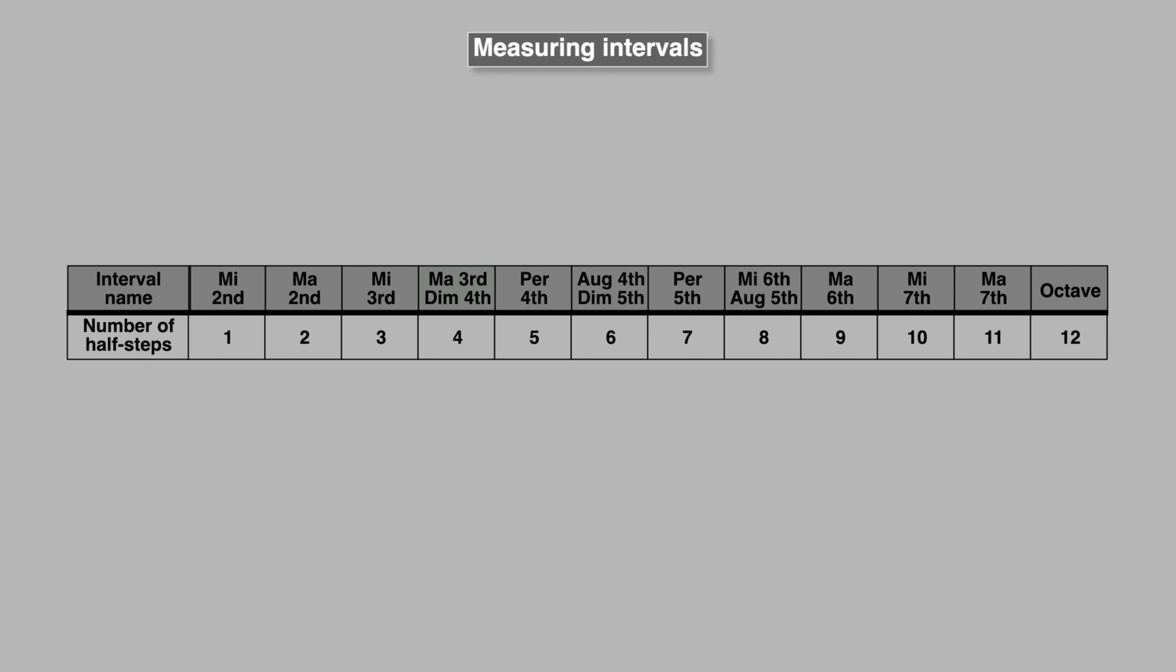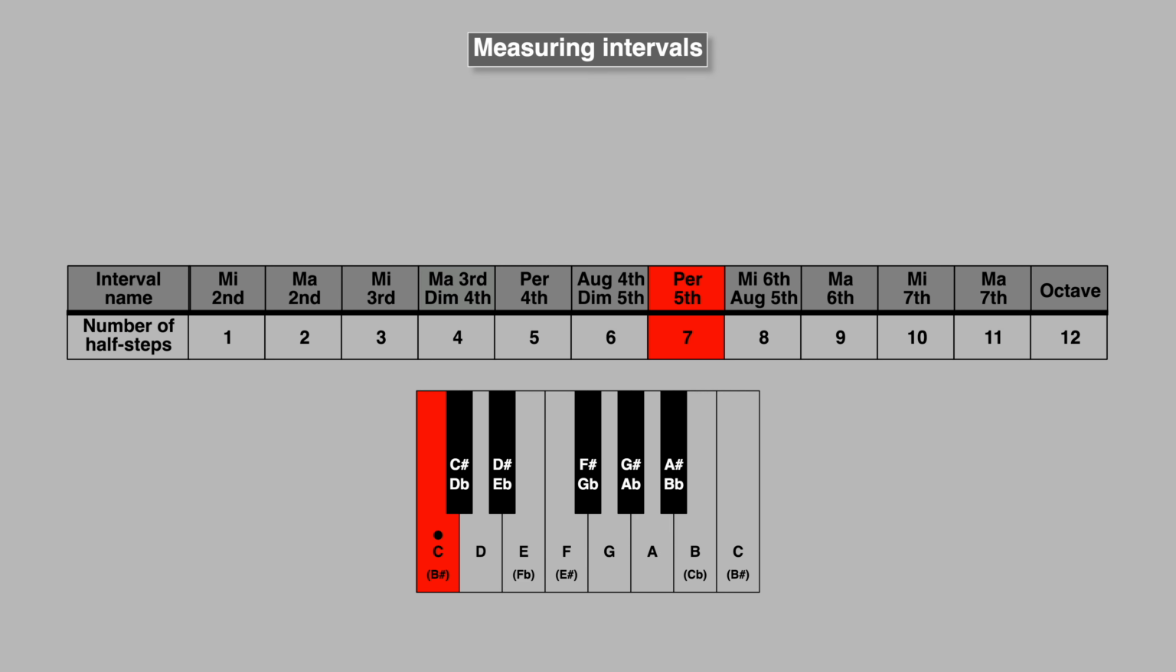So far, we have encountered the half step and whole step intervals. Each interval has a particular number of half steps. To recap, a half step is the distance between a key and its nearest key to the left or right. On the piano, it's possible to measure an interval by counting the number of half steps between the two notes.